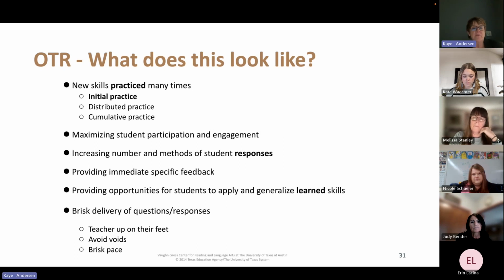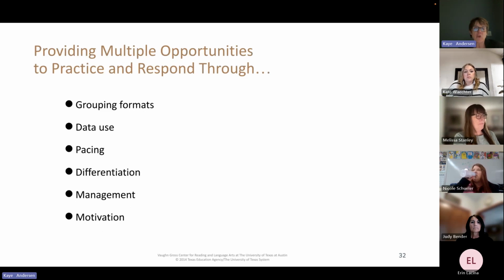If I walk into a classroom and we're thinking about what does this look like, it's the teacher on their feet. It's them working at a brisk pace, giving formative feedback to students, and doing multiple problems with the students. The students should be working two-thirds of the period, with the teacher really doing the explicit instruction for no more than one-third of the period. We can provide those multiple opportunities to respond in different grouping formats. Different groups are shown to be a very effective method of instruction.